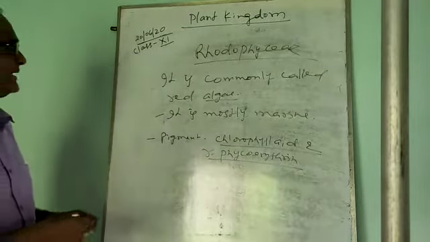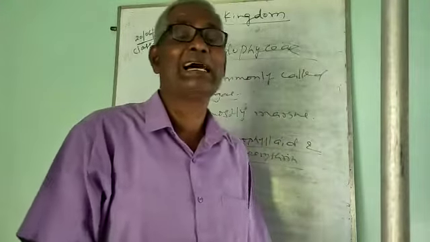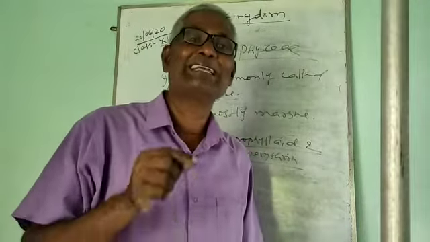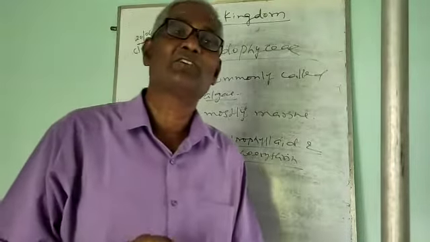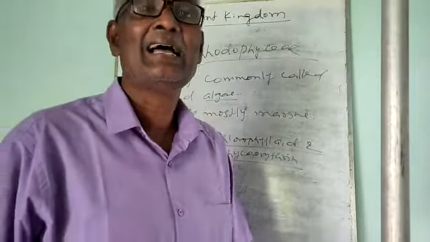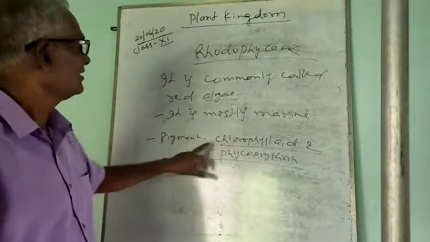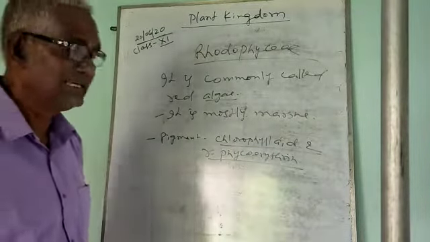In this way, you can differentiate all three classes regarding pigment. Chlorophyceae have chlorophyll A and B. Brown algae has chlorophyll A and C, and fucoxanthin. And here, chlorophyll A, D, and R phycoerythrin.